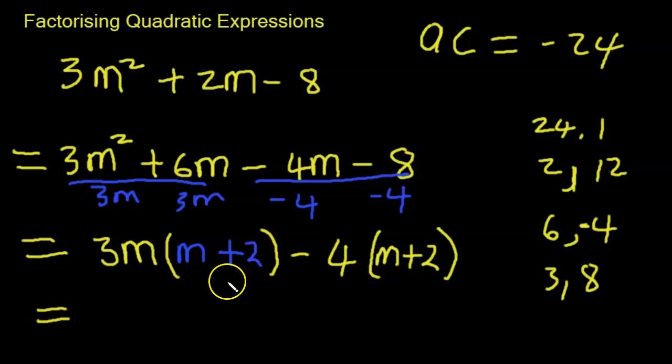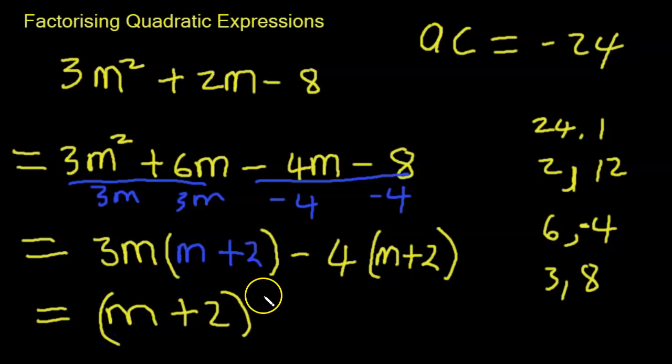Common factor here is m plus 2, so we factor out m plus 2. And if we factor out m plus 2 from both terms, what are we left with? We're left with the terms outside the bracket, which is 3m and minus 4. And that one is done.